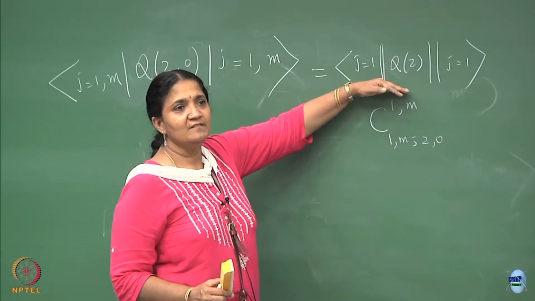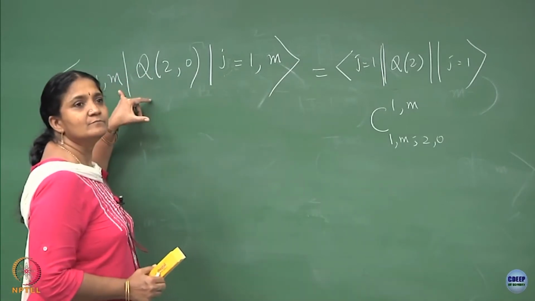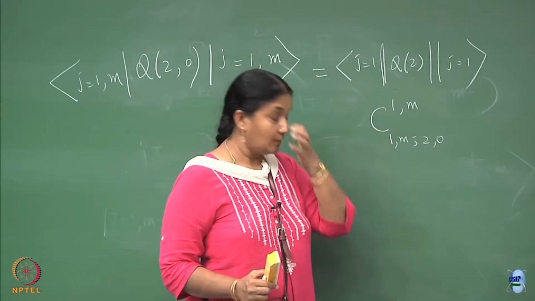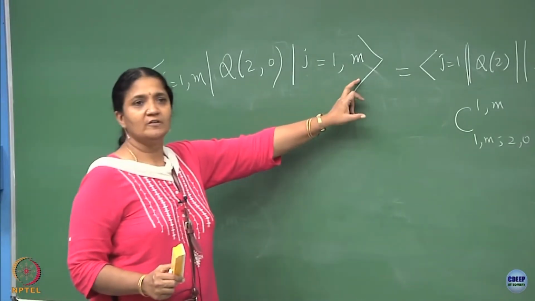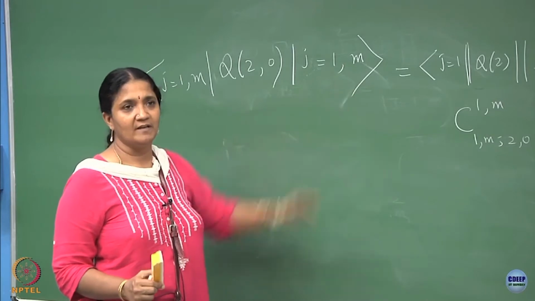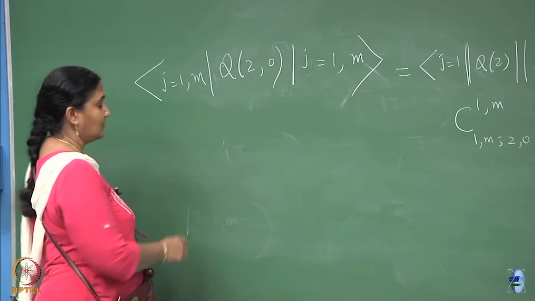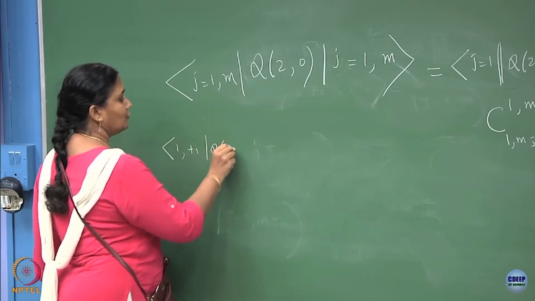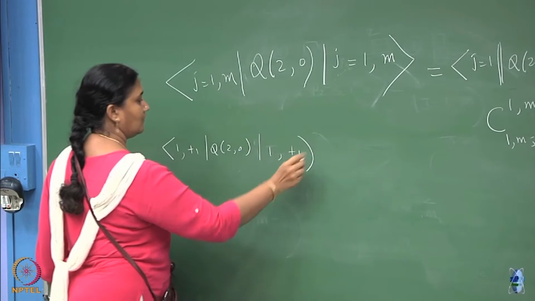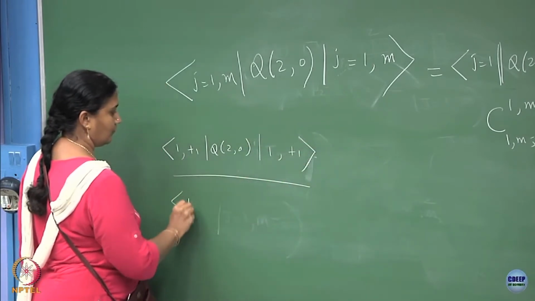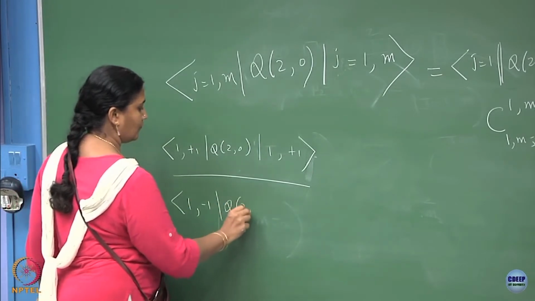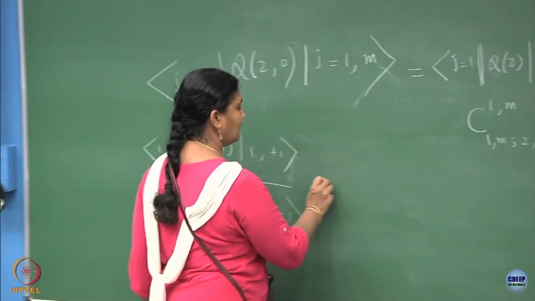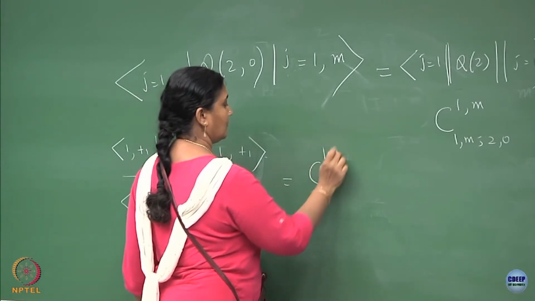This coefficient is always the same irrespective of what value of m is there. The only thing that is going to change is the CG coefficients for different m's. So, if I ask you the ratio, what is the ratio for m equal to 0, plus 1 and minus 1? So, you can write it out: the expectation value between 1 plus 1 of q 2 0 and 1 plus 1, over the other. What will this be? This is just going to be the ratio of your CG coefficients.